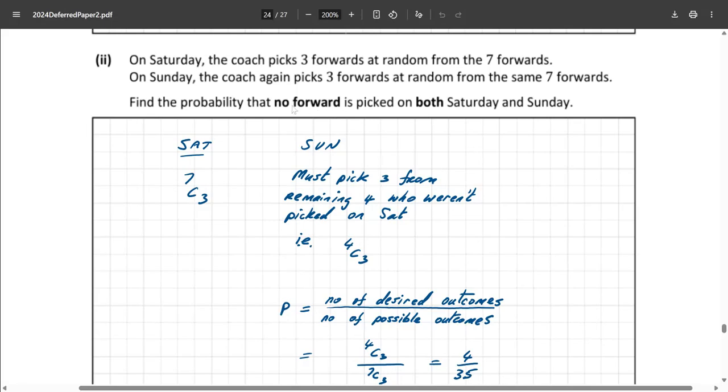If you want to make sure that this doesn't happen, what he's saying here is that there is no forward picked on both Saturday and Sunday. So we don't want the same player picked twice, basically. So to ensure that, you must pick from the remaining 4 players on the Sunday.